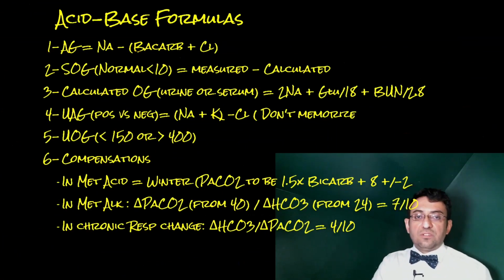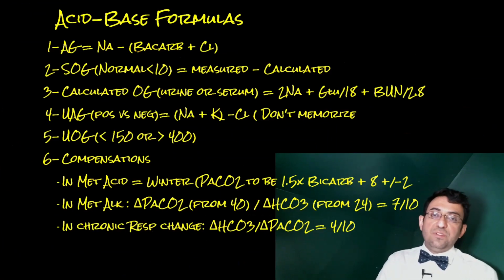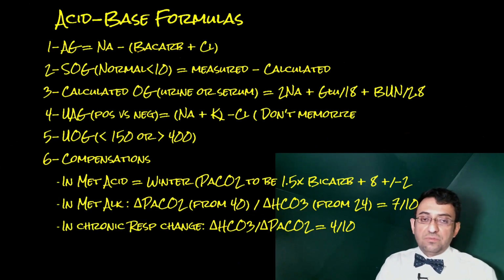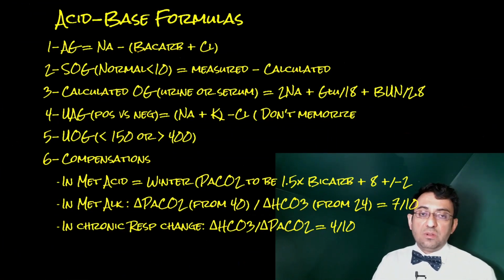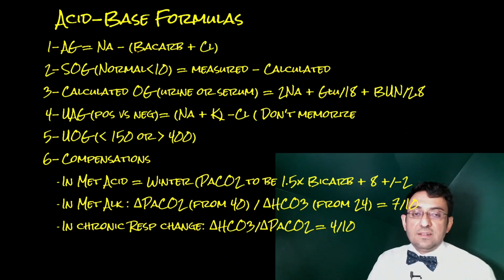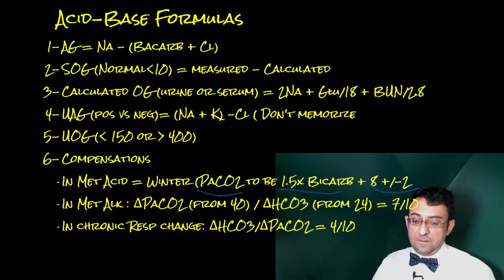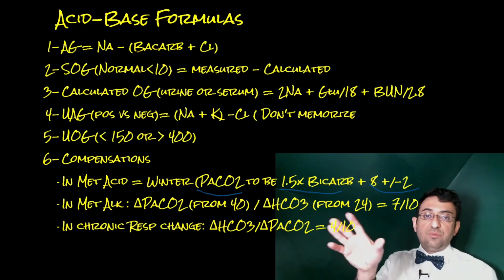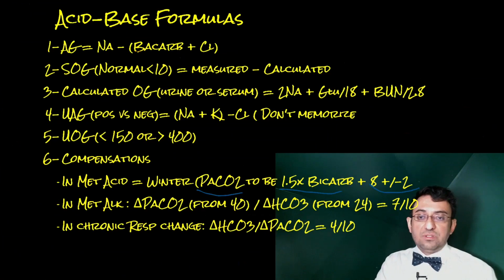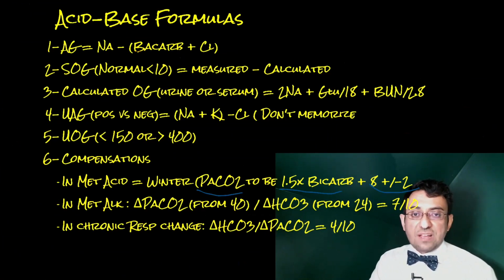This case gives us a good opportunity to briefly review the last part of our acid-base formula, and that is the compensation formulas. Well, for metabolic acidosis, the formula is Winter's formula, that is expected PaCO2 to be 1.5 times bicarbonate plus 8, plus or minus 2. That is, if your measured PaCO2 lies within this range, you have good compensation. Otherwise, you have mixed acid-base disorder.